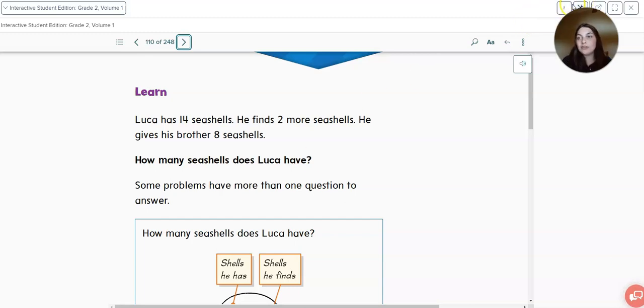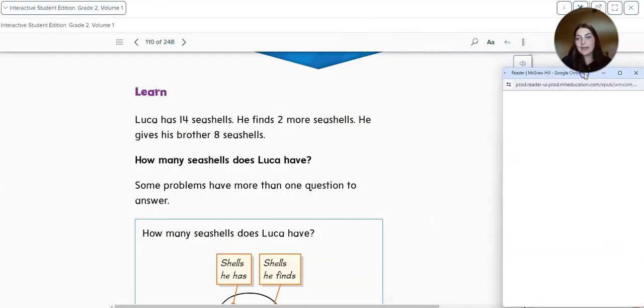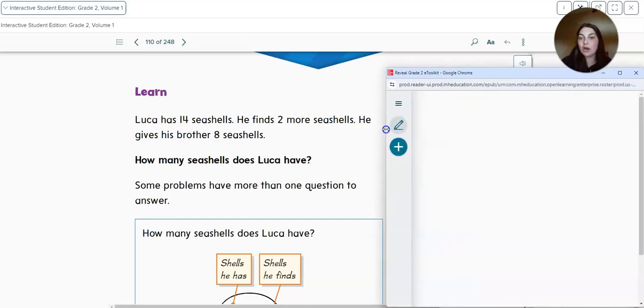So I will pull up my little drawing again. And while I'm doing that, I want you to think in your mind about what our important numbers are here, okay? Luca has 14 seashells. So we're going to start with 14 seashells. Now he finds 2 more, okay? So more, again, tells us that we need to add. All right, and he is adding 2 more seashells, okay? Let's do that. 14 plus 2 is 16.